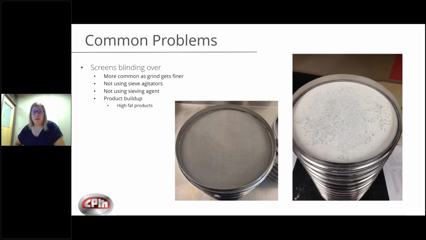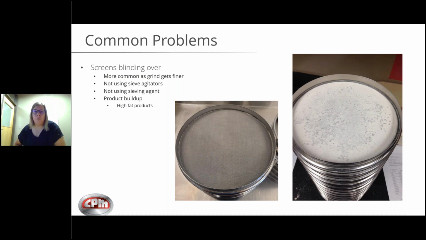The other common problem we see is with screens blinding over. Once again, this is an example where you can see on the right picture that the screen's blinded over, with the material plugging or clogging the sieves, and that prevented other particles from passing through. Whereas the left screen picture is an example of a clean screen that's not blinded over.